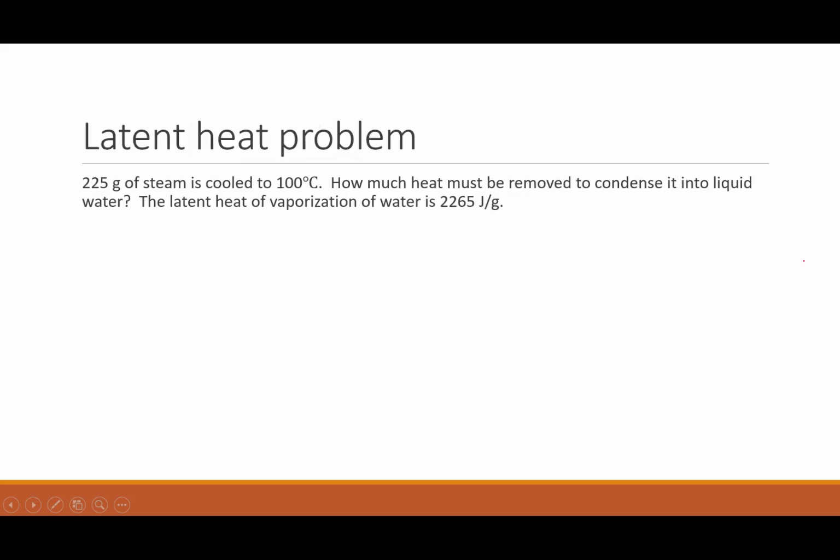So let's do one latent heat problem. 225 grams of steam is cooled to 100 degrees Celsius. How much heat must be removed to condense it into liquid water? The latent heat of vaporization of water is 2,265 joules per gram.